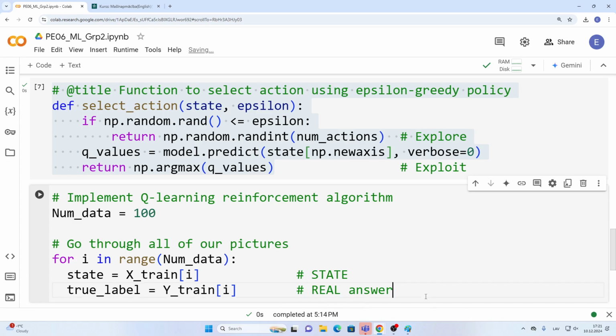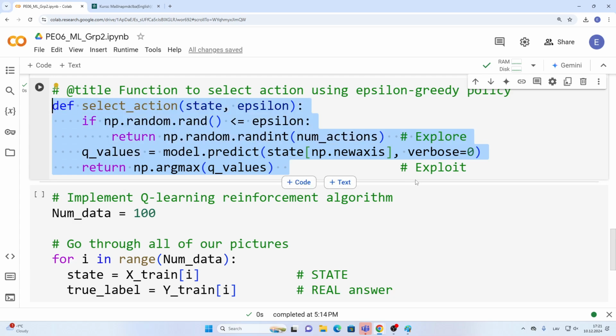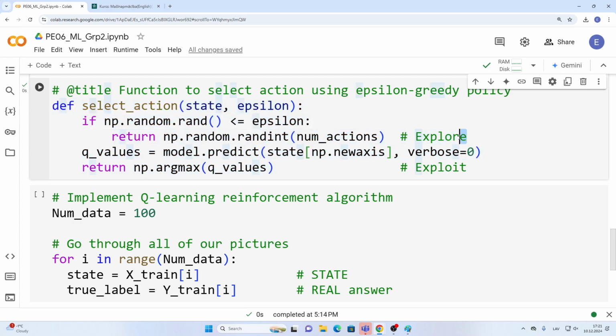Now, our reinforcement algorithm is going to make a decision about what it sees in this picture. That is this function select action, which, as you see, can do two things. If epsilon is large enough, then most commonly you are going to explore, and the algorithm is going to say, okay, I might be wrong, but let it be 5, for example.